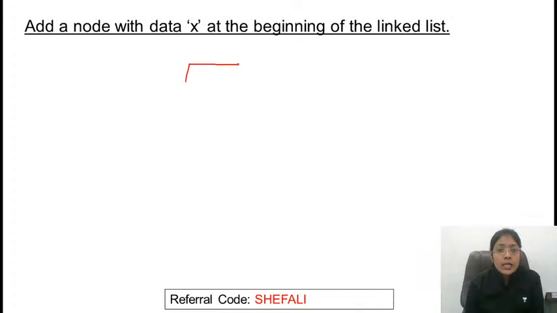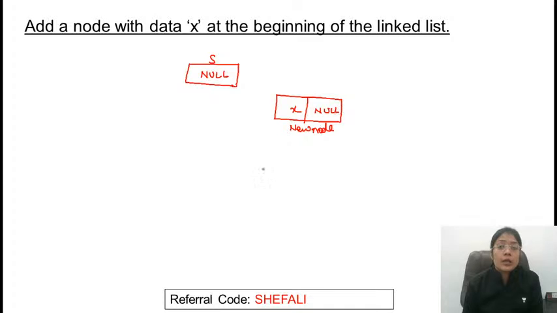First case is if the linked list is empty. If the linked list is empty, then the start pointer S will contain the value null. If you have created a new node, let's assume that the new node contains the data x and its next part is pointing to null. We have to insert a node in the empty linked list, so definitely this will be the first node. So S will be pointing to the new node. On new node of next, what will come? Obviously this will contain null only. S will be pointing to the new node, and new node of next remains null.